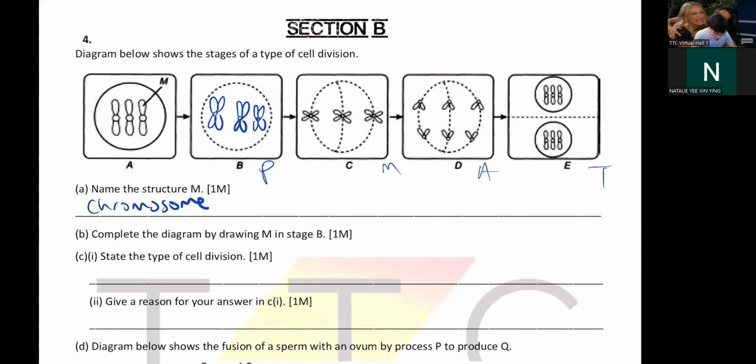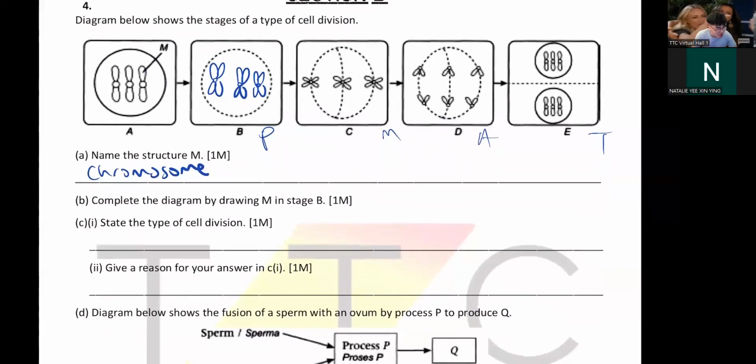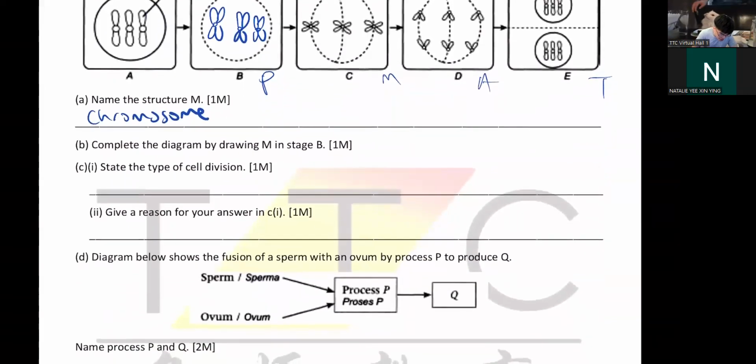And please draw 3, because everything starts with 3 here, so you have to start with 3. You draw 4 or you change to another color, the answer is wrong. So, state the type of cell division. This is obviously mitosis.